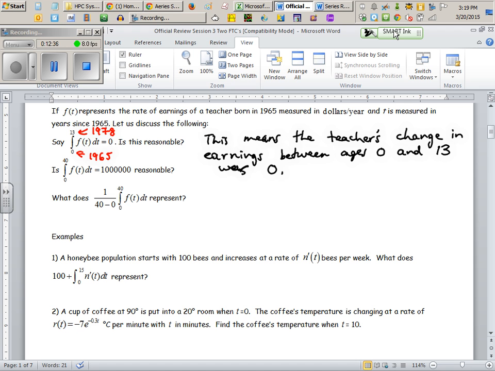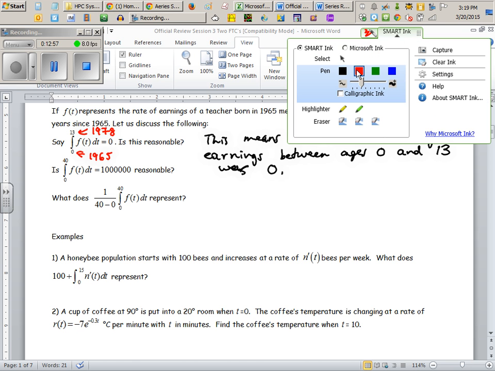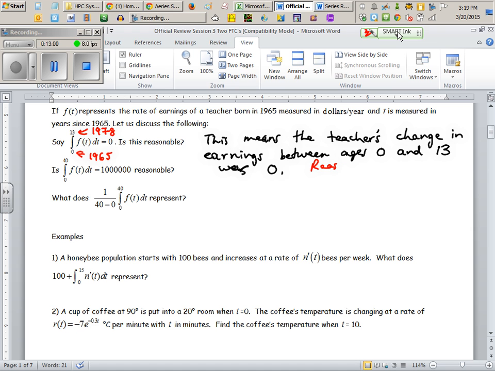Integrals don't give us values. They give us a change in value, like a displacement. They don't give us a distance, right? Okay. Is it reasonable to say that the integral from 0 to 40 is 1,000,000? I think that first one's reasonable. I don't think a 13-year-old earns too much more than they did when they were 0. They probably don't earn anything, right?